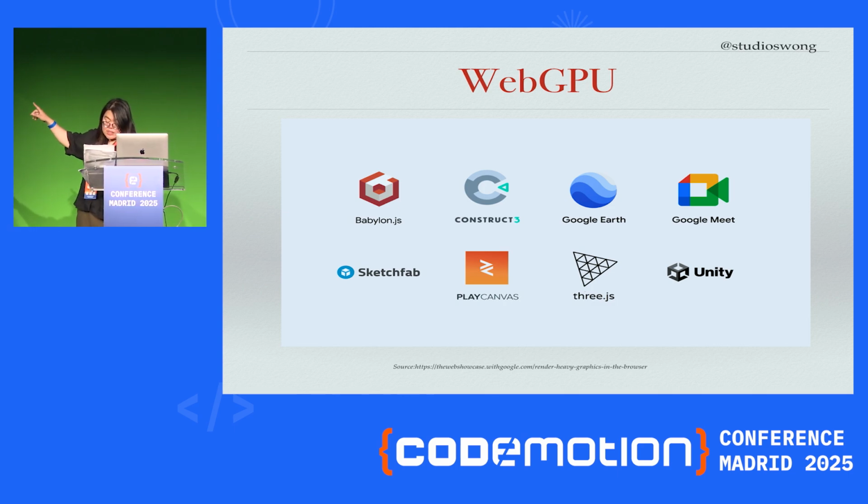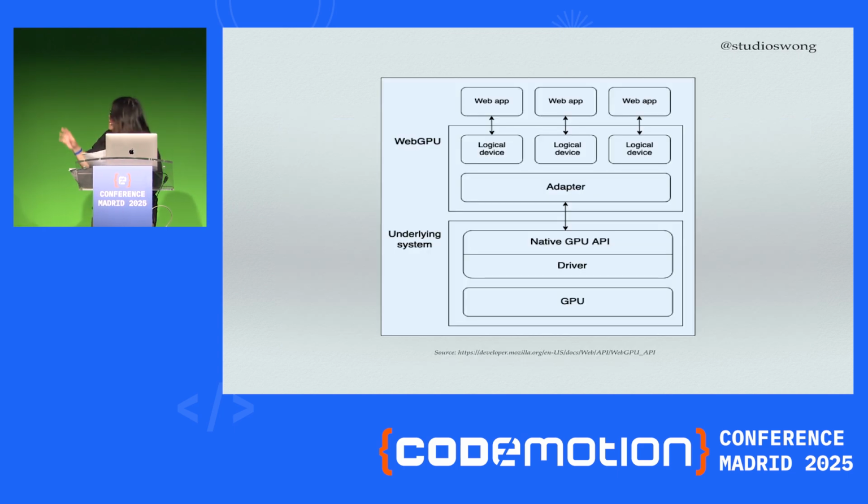So here you can see some of the growing ecosystem of apps and libraries that use WebGPU. Namely, the ones that everyone knows are Google Earth and Google Meet. And also, of course, if you build with Three.js, everything the library utilizes under the hood is all WebGPU. So this diagram summarizes how WebGPU interfaces with both your web apps and your local GPU.